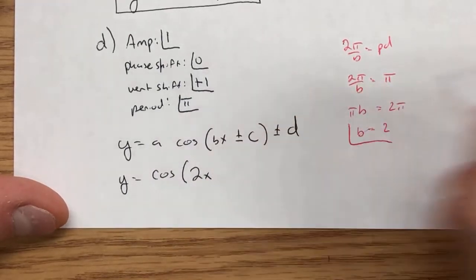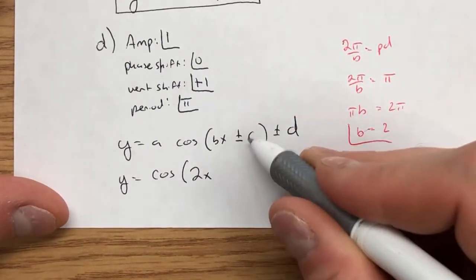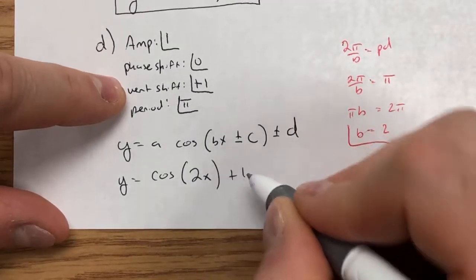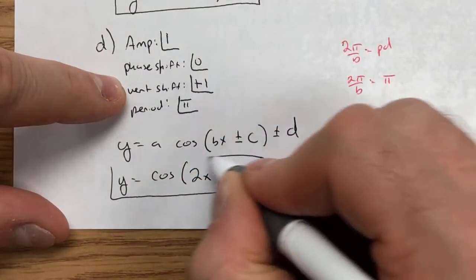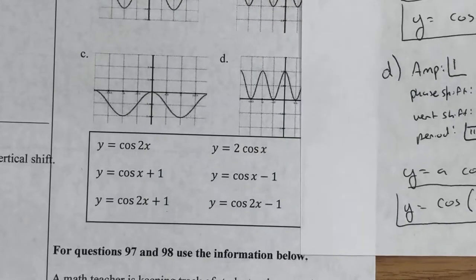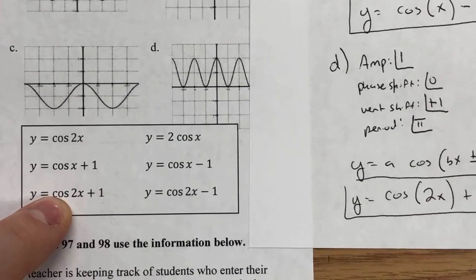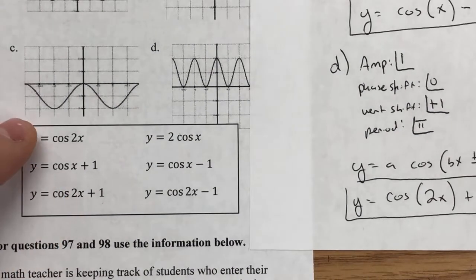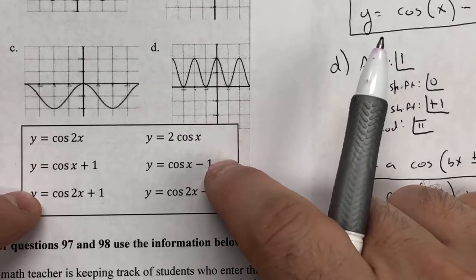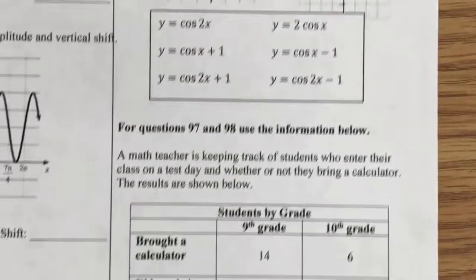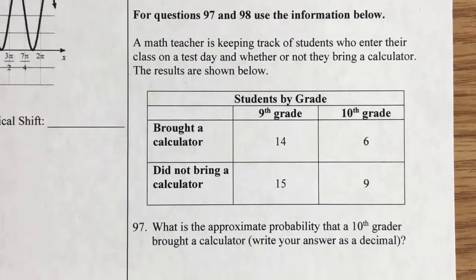So I have 2x. I don't have a phase shift to the left or right, so I close it. I do have a vertical shift of up 1. I come over here and I check my list of possible answers, and yes, I do have this. So I used the top 2, the middle right, and the bottom left. Okay. Let's move on to question 97.